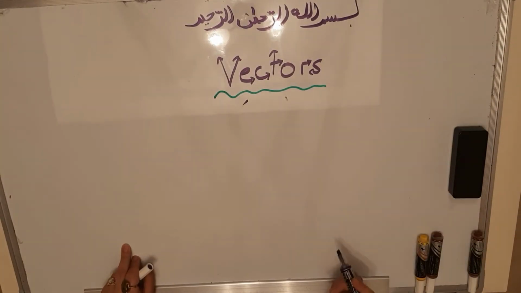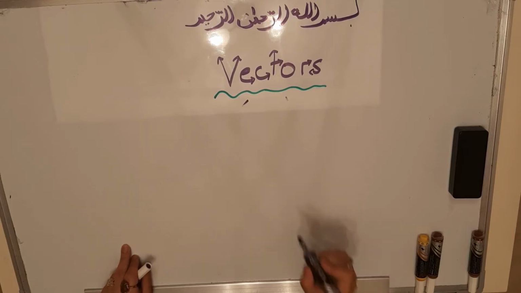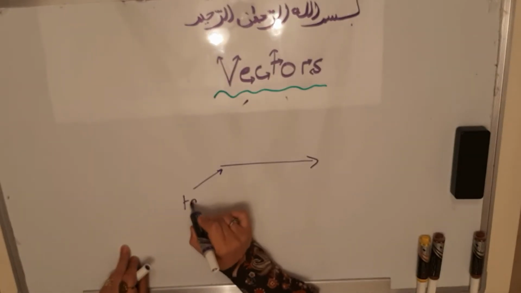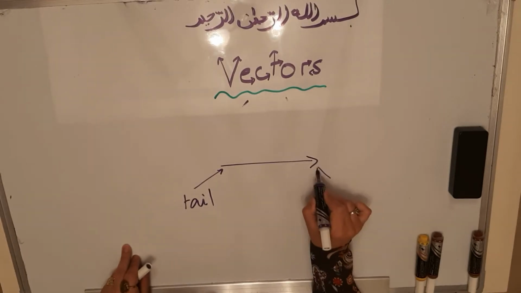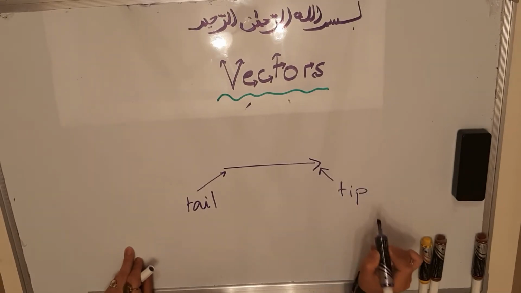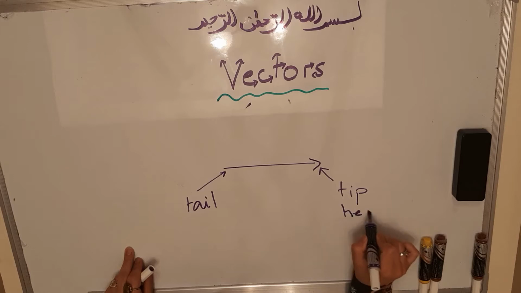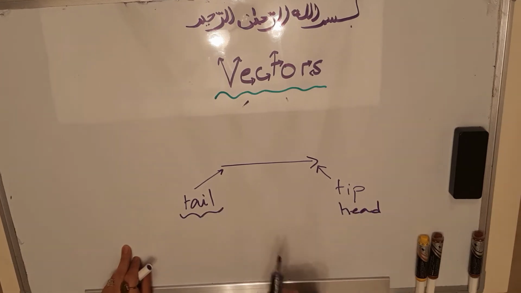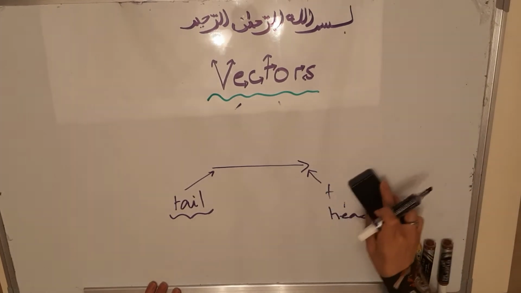Again, a vector has a magnitude and a direction, and so if this is a vector, we call this a tail, and we call this a tip. Some other people call this a head, but the tail, we always call it a tail, okay? So this is it.